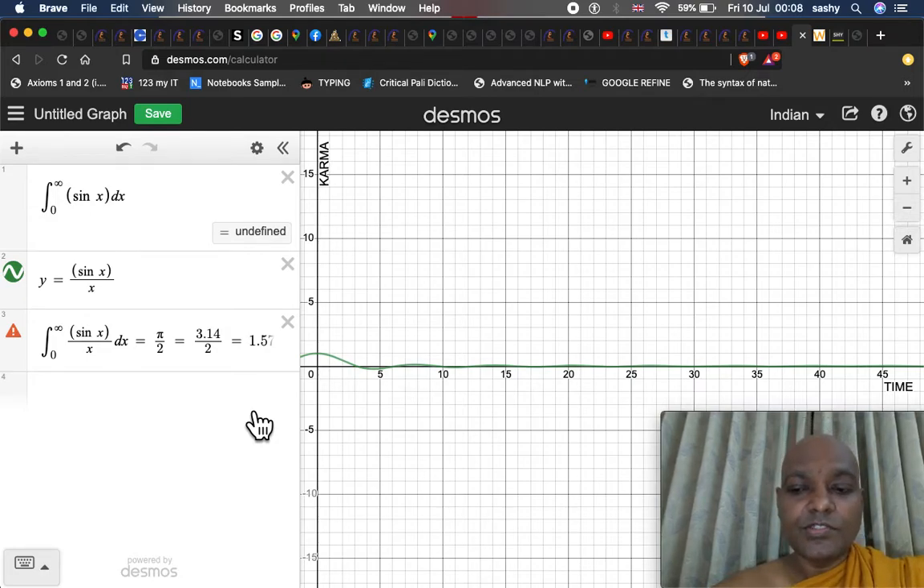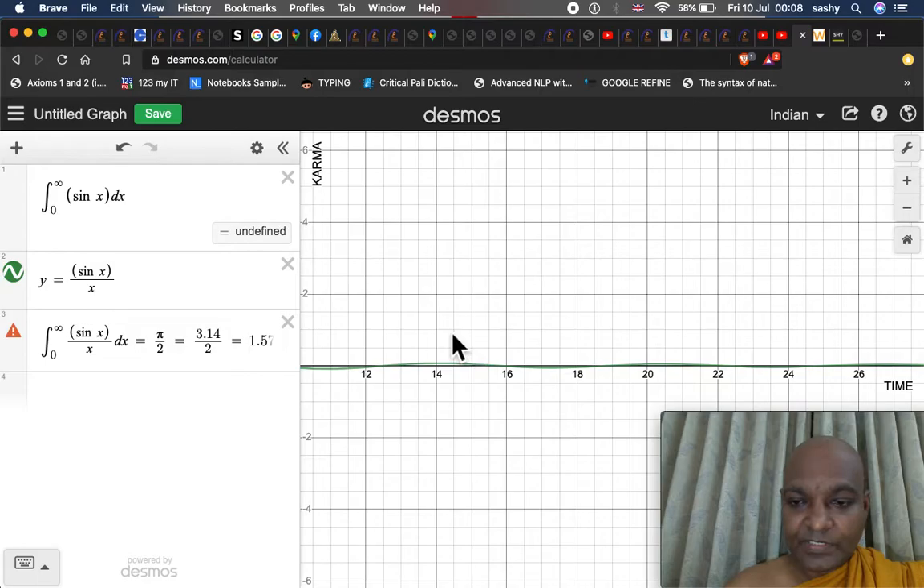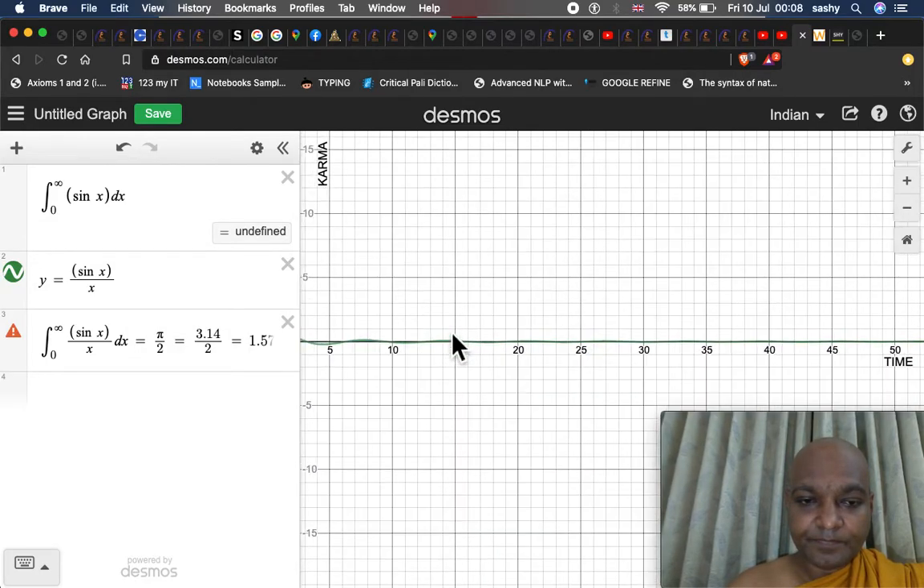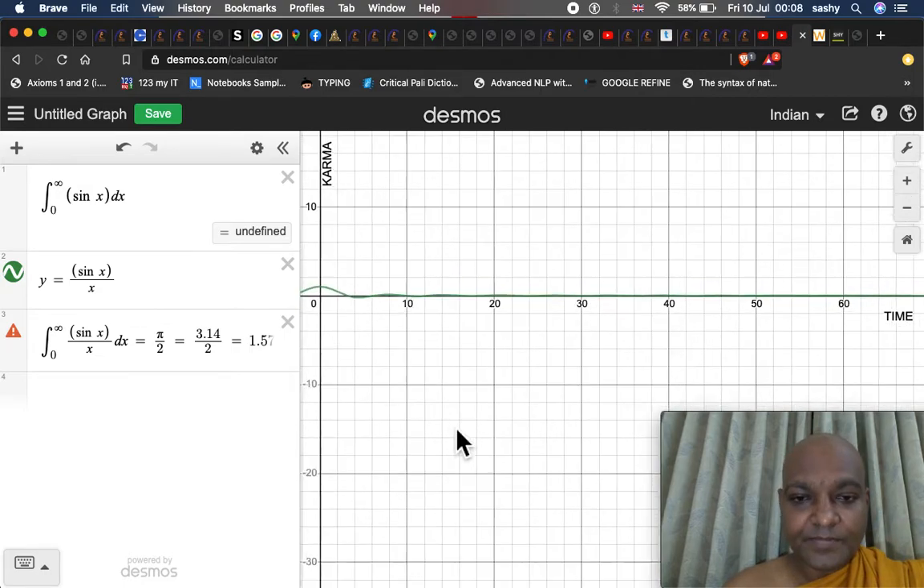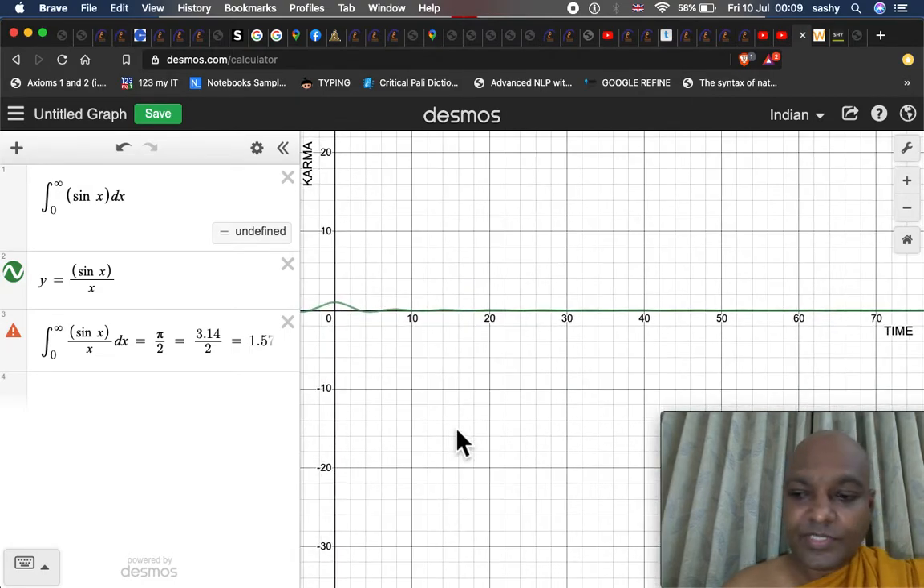So the strategy here is nullifying, reducing the negatives, and getting the habit of doing good all the time. Like here, the positive value is very high. The positive area is more, actually. The percentage is very high, and the negatives are very, very less, as you can see. So this is what is happening. It has converged to 1.57.